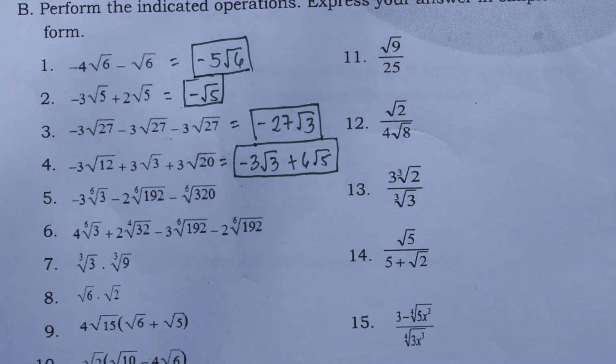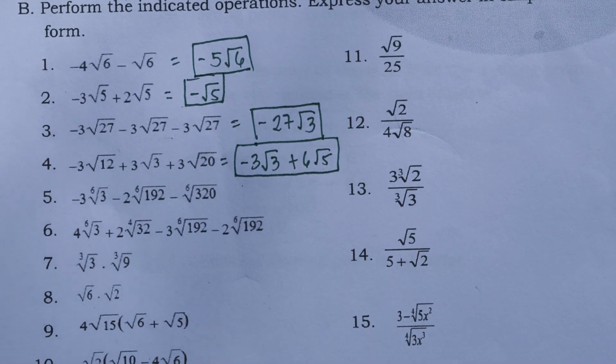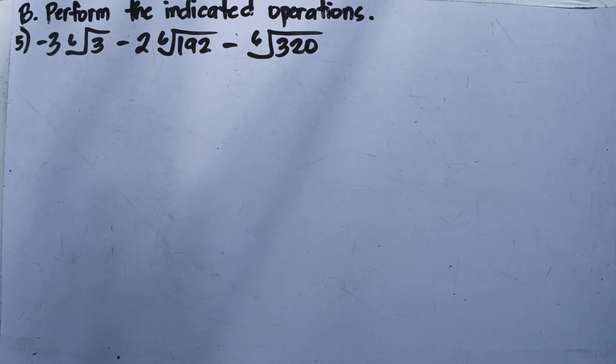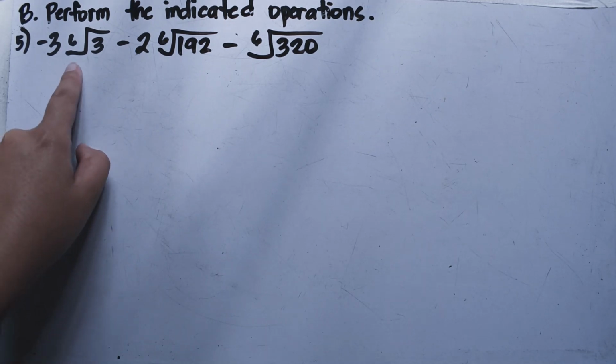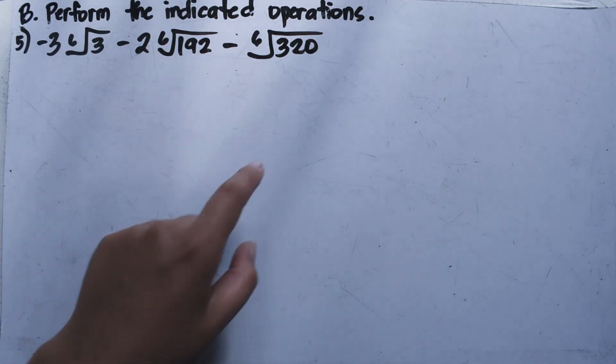So, simulan na po agad natin yung numbers 5 to 15 para madali tayong matapos. Okay, so number 5 na po tayo. Ito po yung ating given. Let's now start. Malinaw naman ha, 6 root yan guys. Pag nakasampa dun sa ating radical symbol, yun po yung ating root.